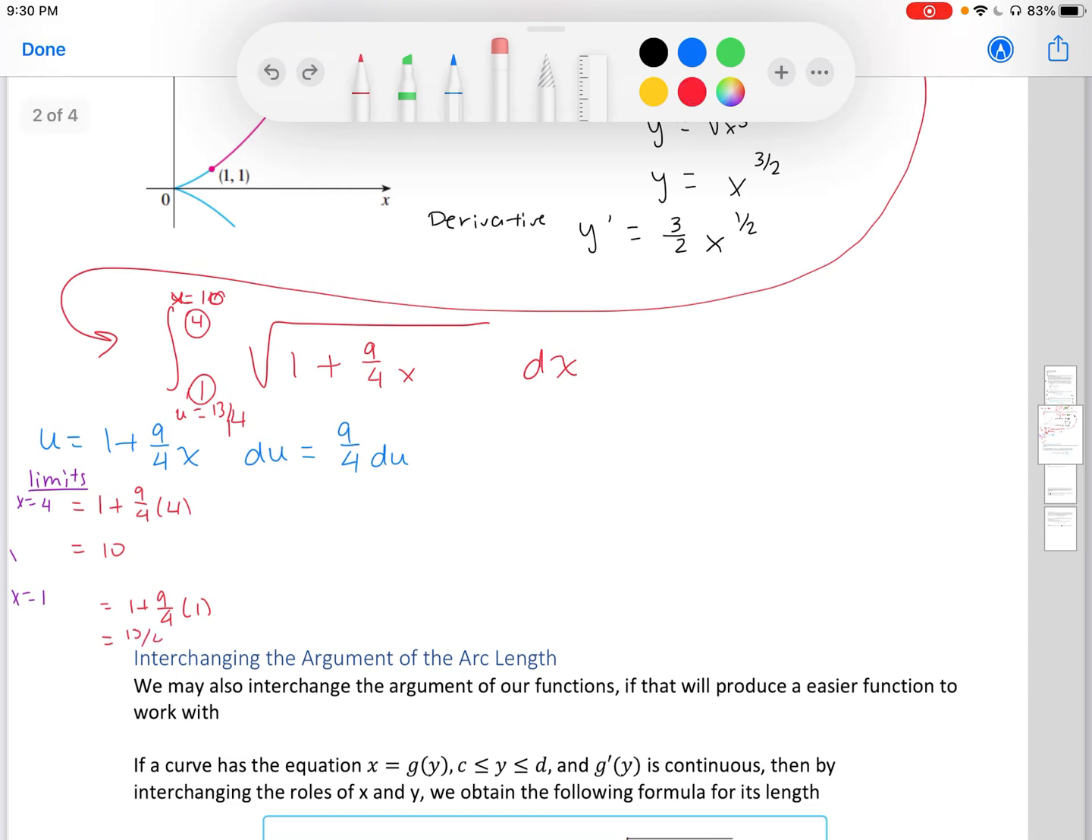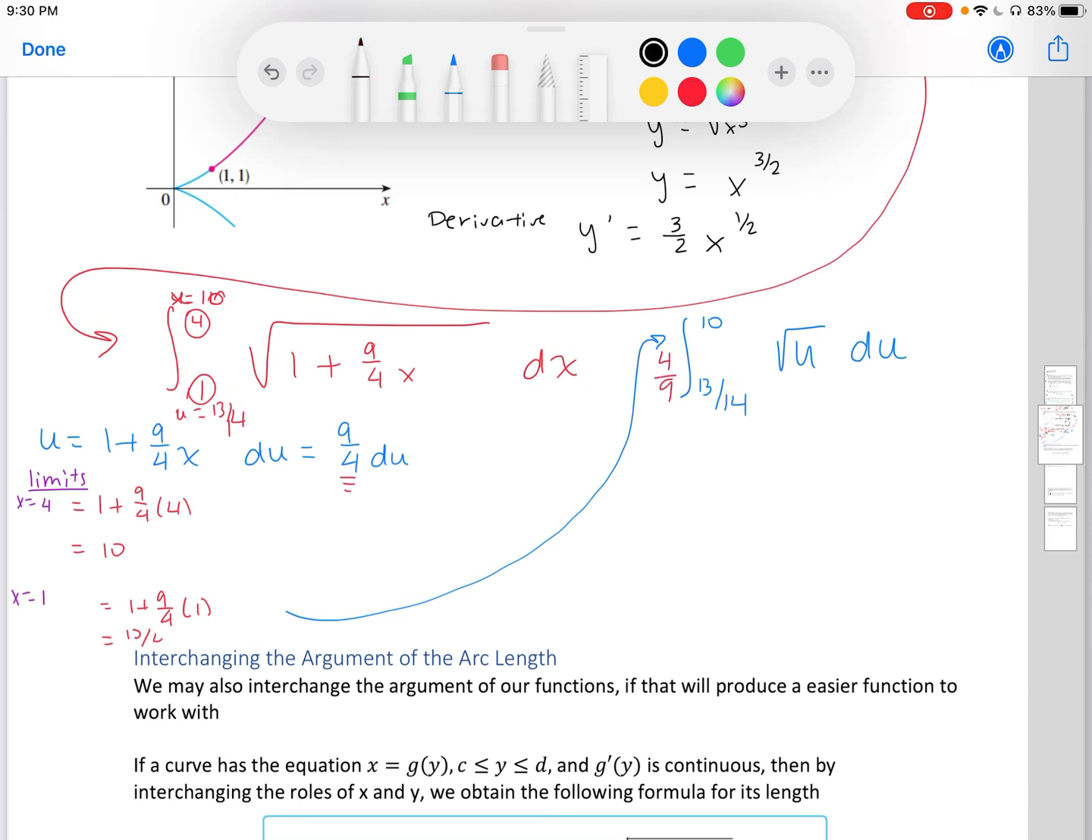All right, let's go ahead and continue. So what do we have now? We have the integral from 10 to 13 over 4 of the square root of u du. And because our du has a 9 over 4, to compensate, we're going to write 4 over 9.